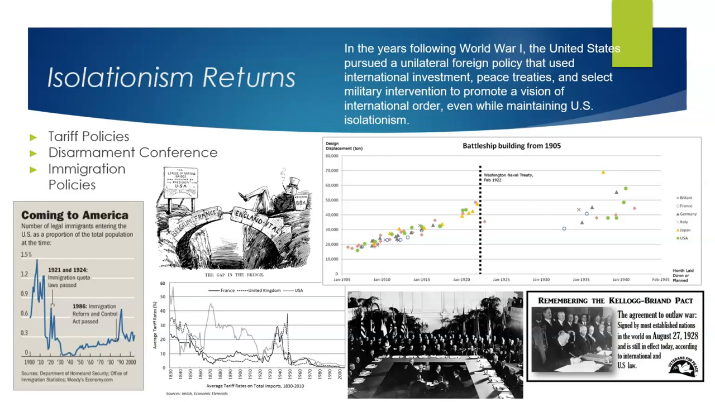In the aftermath of World War I, the U.S. was trying to figure out what its proper role in the world should be. On the one hand, they were becoming a world power, pursuing international investments, peace treaties, and selected military interventions to promote their vision of a global order that aligned with American interests. At the same time, the U.S. was slipping back into isolationism, fed up with the entanglements of the Great War.